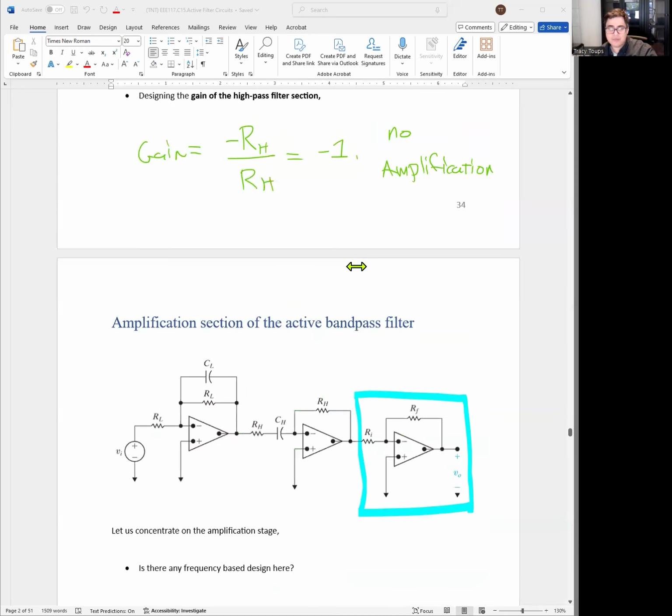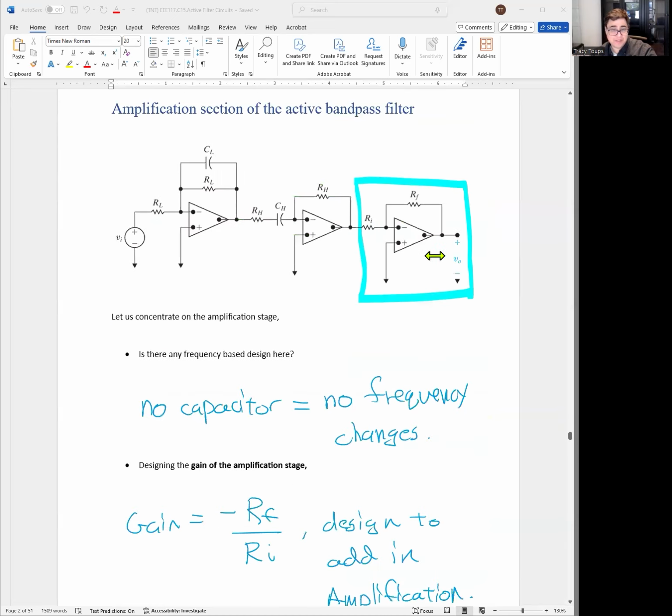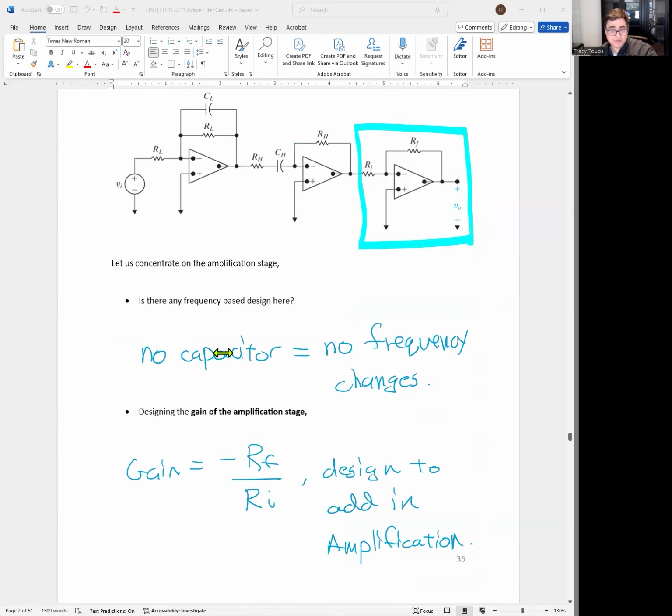Okay, lastly, we're going to have our third stage, which is our amplification stage. Again, there's no frequency changes, no capacitors needed. It's your standard RF over RI gain. So we could choose these two resistor pairs to have a gain of 10, 5, 12, 2, whatever we want. Okay. And note it does invert it, so you can get a negative version out here as well.